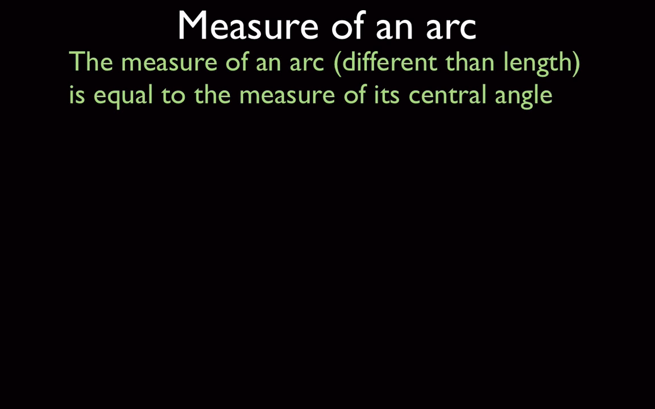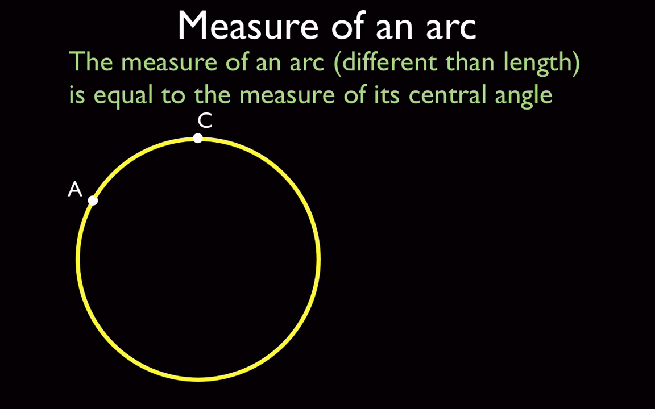Okay, when we talk about the measure of an arc, we know about angles. Angles are measured in degrees. Well, we can also measure an arc in degrees. So for example, if I take a look at AC right there and I say, hey, that piece right there, that piece that I just highlighted in red, what's the measure of that arc?